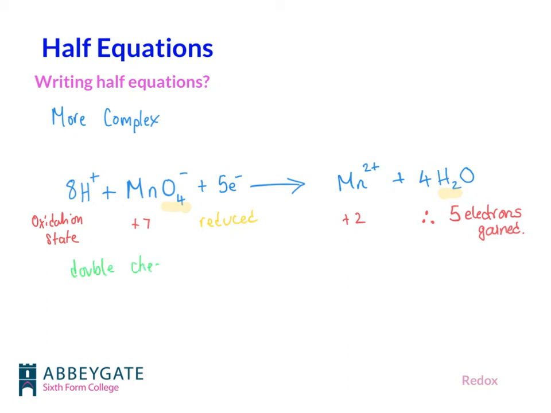So if I want to double check I've done it correctly, what I need to do is add up the charges and make sure that the charges on both sides balance. So I've got 8 positives in the H pluses, and then I've got 1 minus in the manganate and another 5 electrons, so that's 6 minuses, so 8 pluses and 6 minuses adds up to 2 plus. And on the right hand side I've got manganese 2 plus and 4 neutral waters, so it's 2 plus. So both sides add up in total to 2 plus, and my charges balance, so I know I've added the right number of electrons.